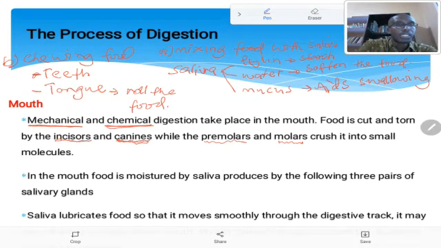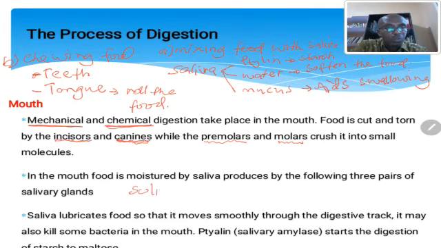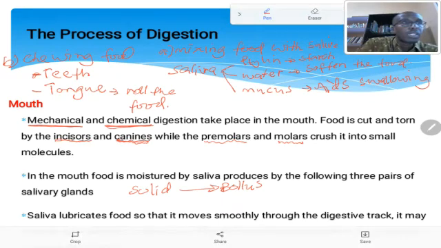So generally, the importance of digestion in the mouth is to increase the surface area of the food, so that the enzymes in the stomach can digest it more easily. And finally, the solid food in the mouth is converted into bolus. It's still a little bit solid, but it can be swallowed and then be broken down further. Okay.